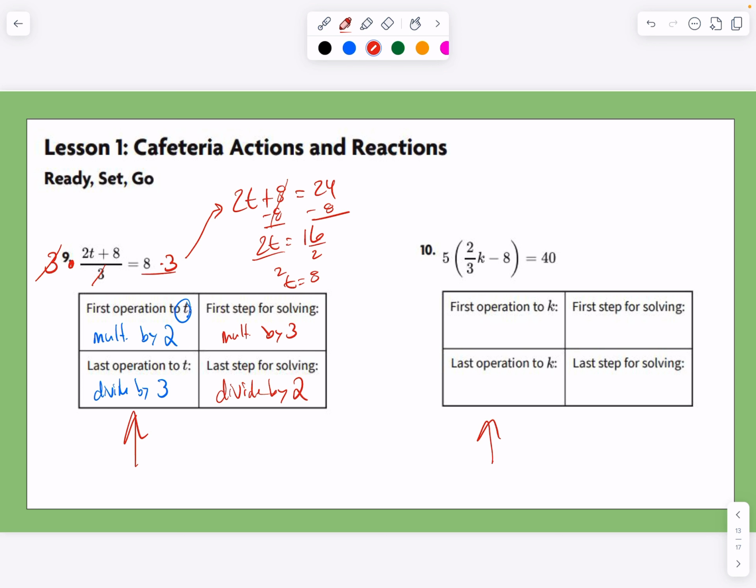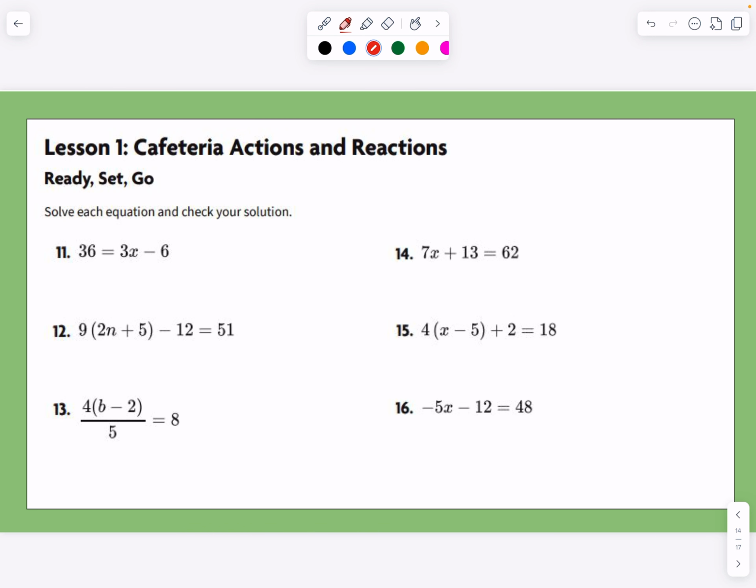So you can do number 10 on your own as well. For the next ones, 11, 12, 13, 14, 15, 16, they want you to solve each equation. So I'm going to go ahead and just solve some odd ones for you real quick.